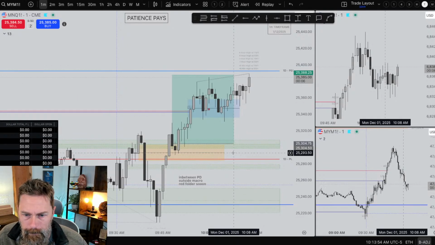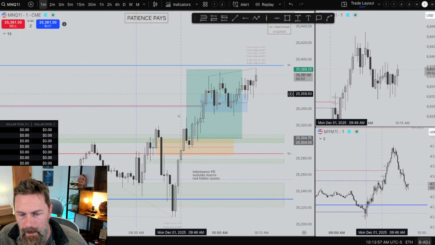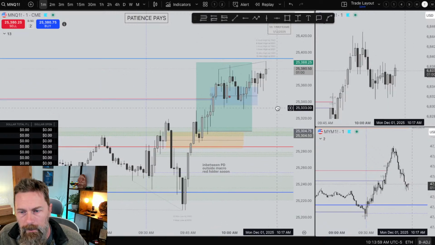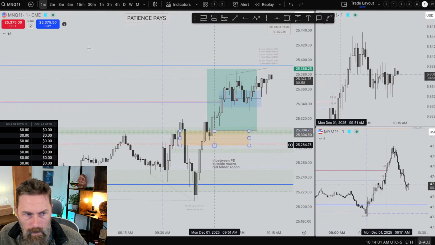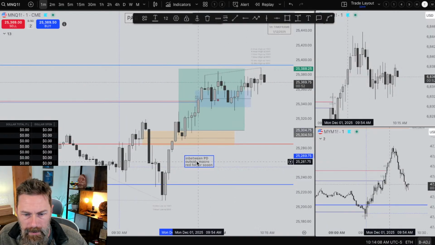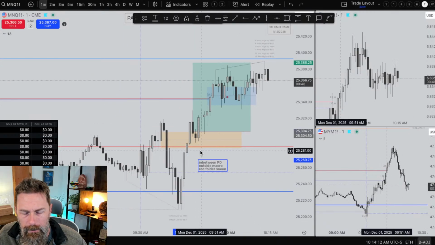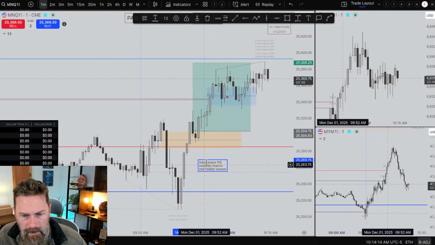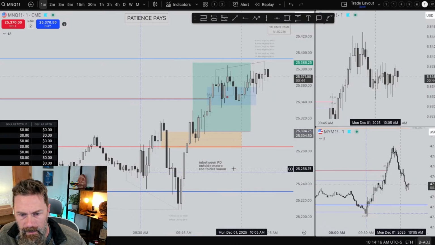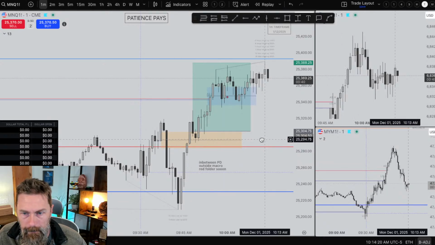I'm also just happy to see that here's what I would have done and it played out. I had my reasons why I didn't want to be involved down in here. Right here in between PD arrays. It was outside of macro. We had a red folder soon. All three of those things combined is what made me hesitant. Had maybe one of those been just present, I probably would have gone for it.